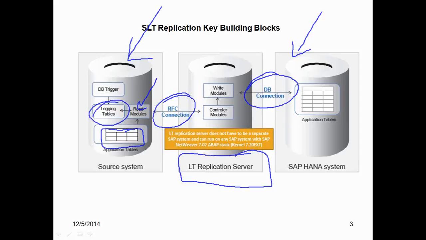After reading, it sends the data outbound into the SLT replication server, where the controller modules, another series of ABAP programs, pre-process portion by portion the data that is arriving from the source. Then the write modules start writing the data forward into the HANA application tables. This is the complete process flow.